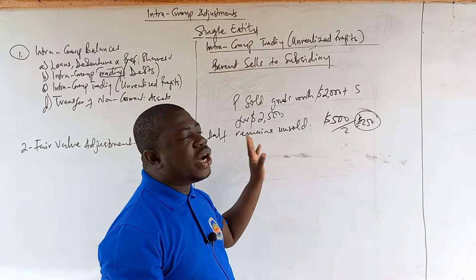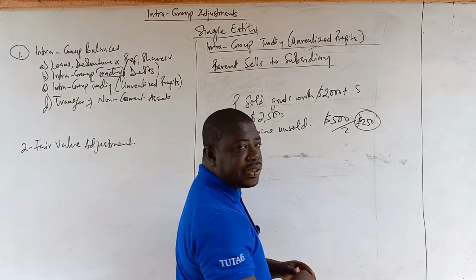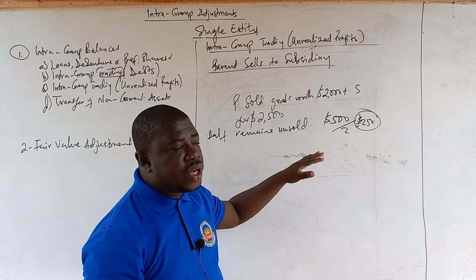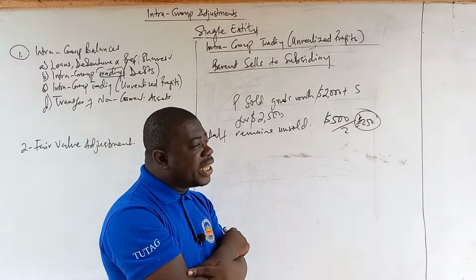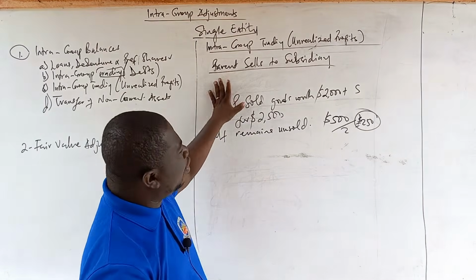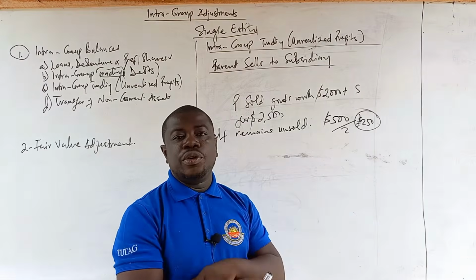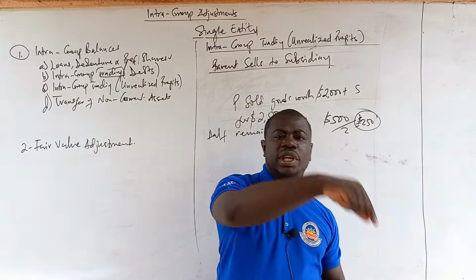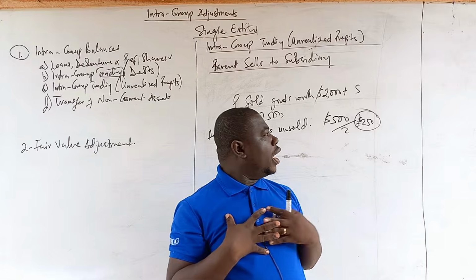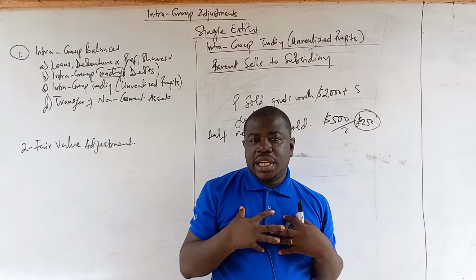So having understood the workings, let us look at the treatment in a case where the parent is selling to the subsidiary. That way, when we have understood, I'll turn it around and look at the treatment in a case where it was a subsidiary that sold to the parent. So now, the parent sold to the subsidiary, and we've gotten an unrealized profit of 250. How are you going to treat that? Now, when the parent sold to the subsidiary, they made a profit of 500. But this 250 remains unrealized.